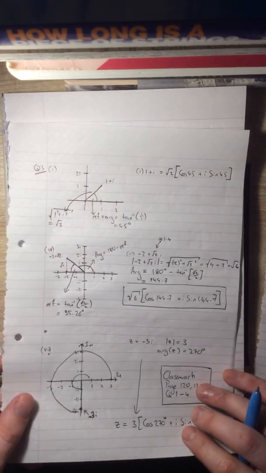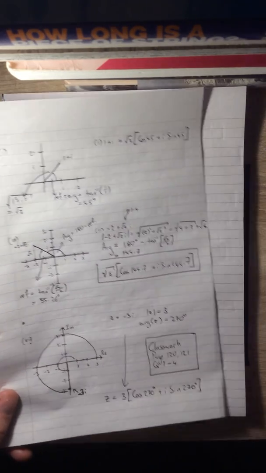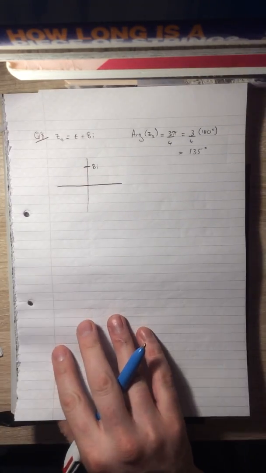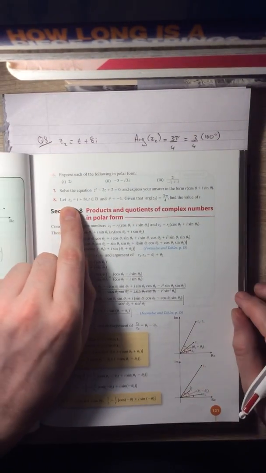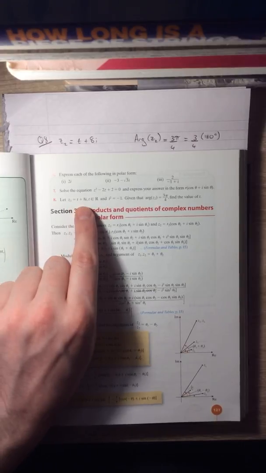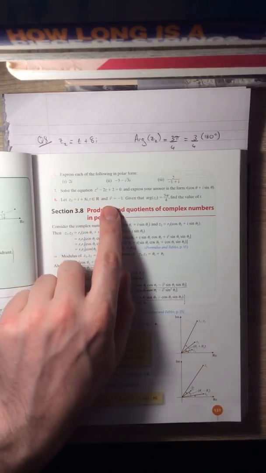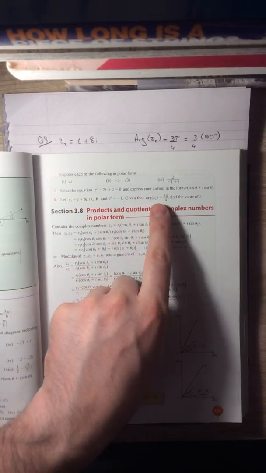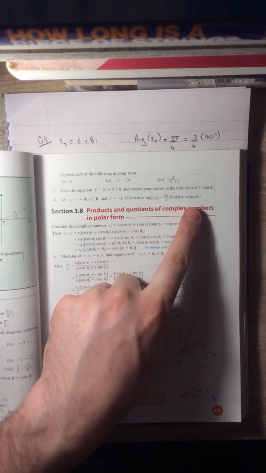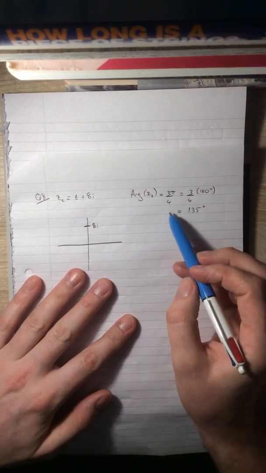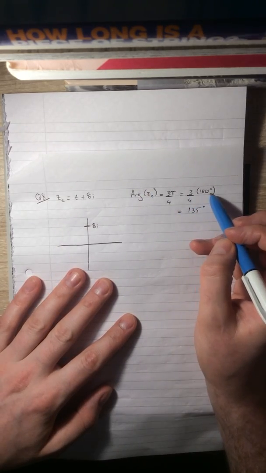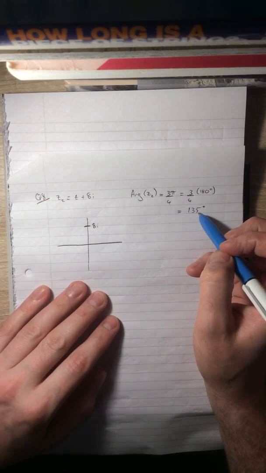And lastly, we're going to have a look at question 8. Question 8 says, let z2 be t plus 8i, where t is a real number and i squared is minus 1. Given that the argument of z2 is 3 pi over 4, find the value of t. Okay, well, the argument of z2 is 3 pi over 4. That's 3 over 4 times 180. That comes out as 135 degrees.